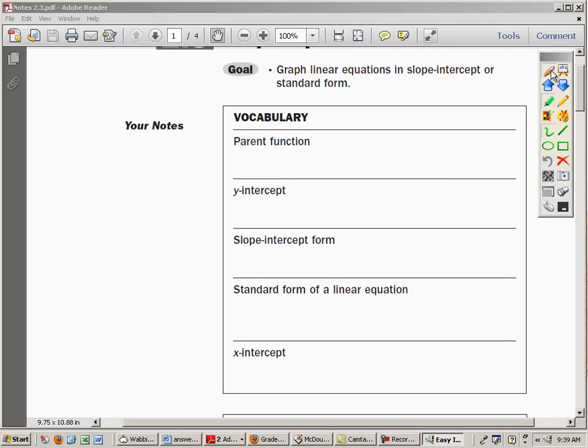First of all, the parent function is the most basic function of any family of functions. The most basic function in a family of functions. And so when we talk about linear equations, the most basic linear equation is simply y equal x, and that would be the parent function of all linear functions.